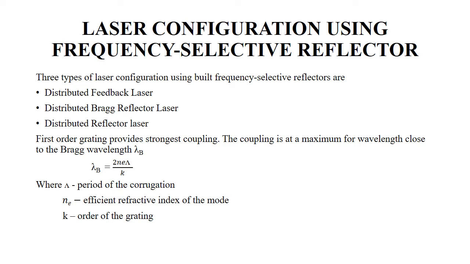It is a passive waveguide adjacent to the active region, so the optical wave propagates parallel to the grating. The first order grating will provide the strongest coupling. The coupling is at a maximum for wavelength close to the Bragg wavelength, lambda B. Lambda B is equal to 2 Ne lambda by k, where lambda is the period of corrugation, Ne is the effective refractive index of the mode, and k is the order of the grating.